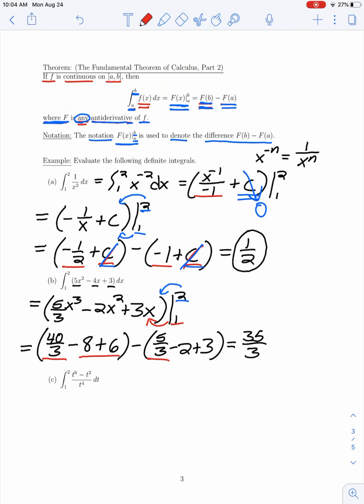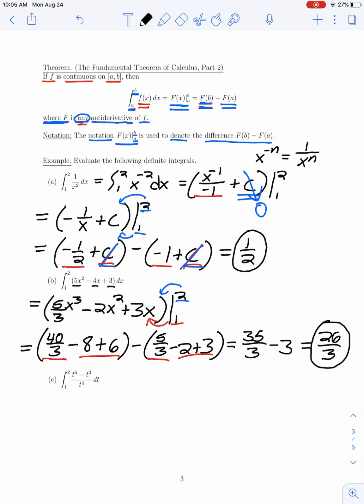So from this first term, I had a -8 plus 6, or -2. And then I'm subtracting a -2 plus 3, or subtracting 1. So my -2 minus 1 gives me a -3. And from here, we can find a common denominator to simplify. So here we have 35/3 minus 3, which would be 9/3. So that leaves me with 26/3. Okay.